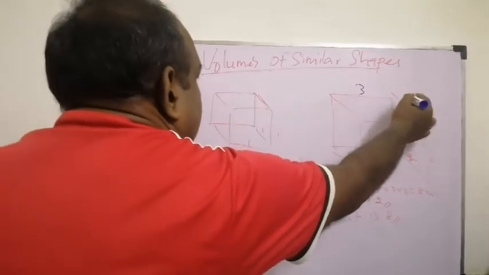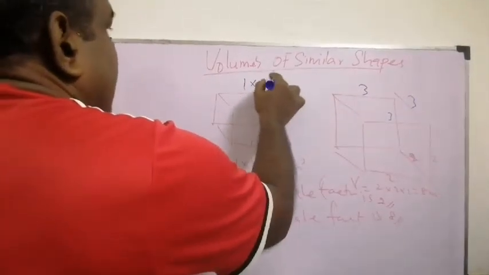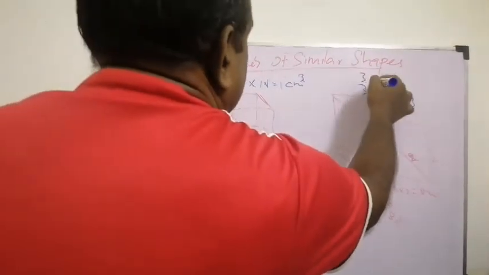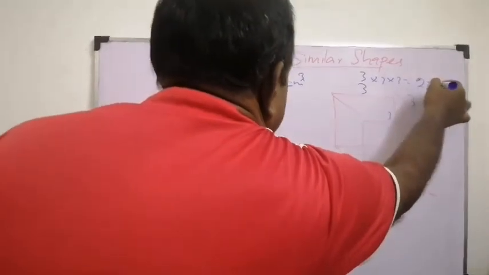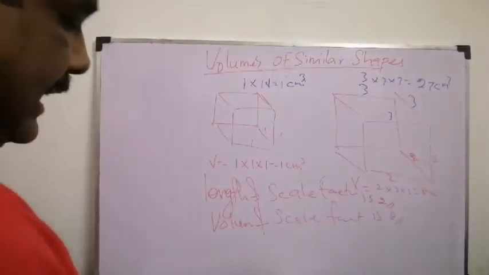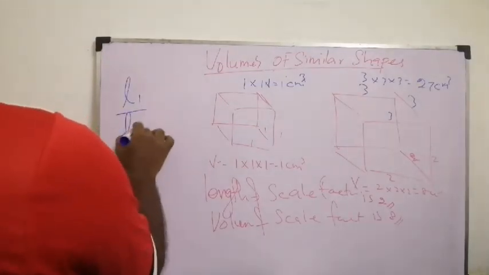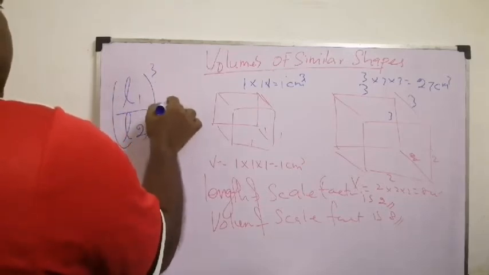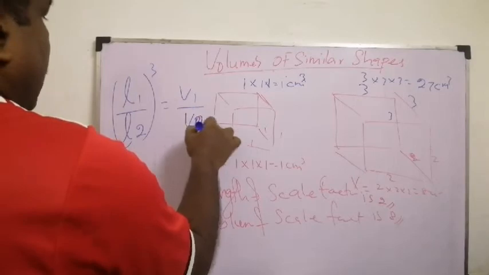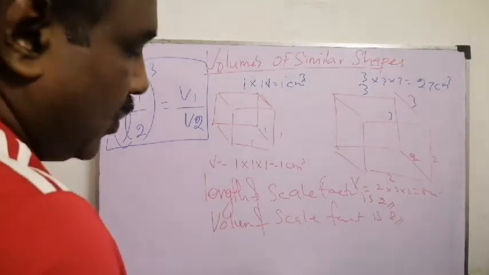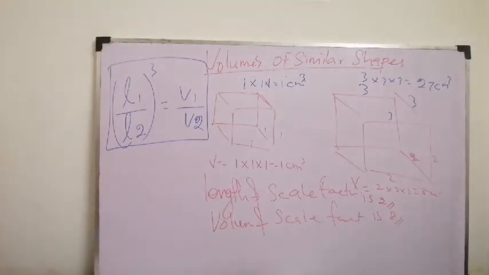Same way, if this is 1 and this is increased by 3, this is going to be 1 into 1 into 1, which is 1 centimeter cube. For this, 3 into 3 into 3 is 27 centimeter cube. So it's 3 times, or cubic times. So then you can say L1 over L2 cubed is equal to volume 1 over volume 2, right? Same way, the proportion of their lengths cubed is equal to the proportion of their volumes.